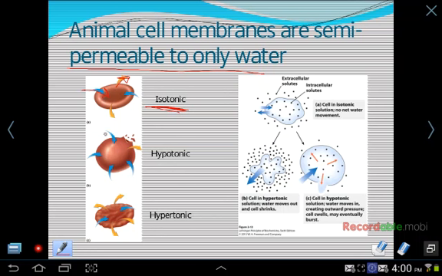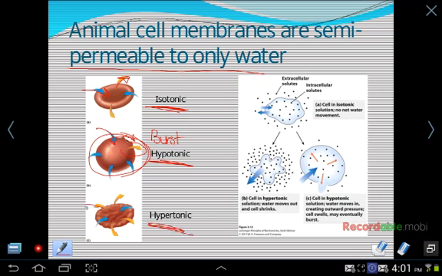However, if we have more water coming into the cell than we have coming out of the cell, now we're hypotonic, and eventually our cells can swell and burst. Now this can occur when we have very low salt, say in our bloodstream, and our red blood cells have much higher salt, so water is now going to flow into the cell in order to try to equilibrate that salt concentration. Now the opposite can happen.